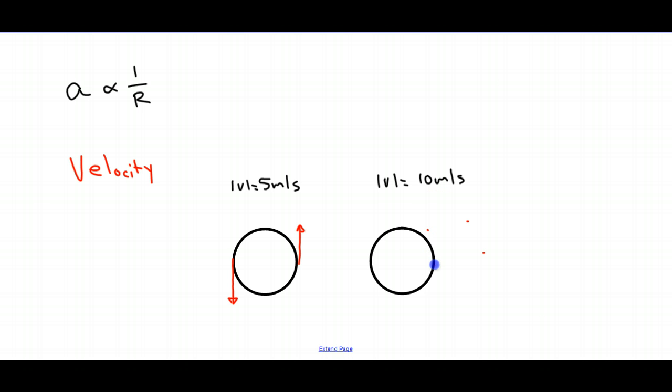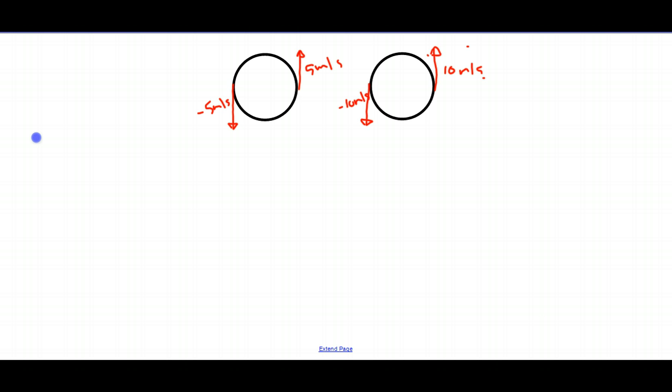delta V on the right-hand side is going to be bigger, right? Because here it's going 10 meters per second, and then here it's going negative 10 meters per second, and then here it's going 5 meters per second, and here it's going negative 5 meters per second. So not only is, remember acceleration is delta V over delta T, not only is delta V equal to negative 20 here, and delta V equal to negative 10 here.